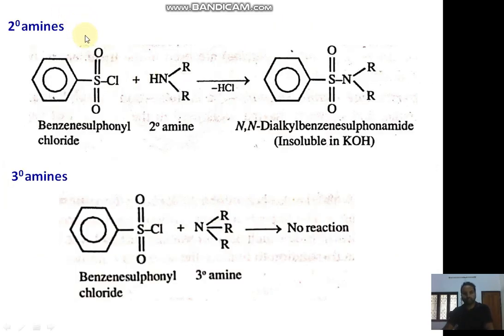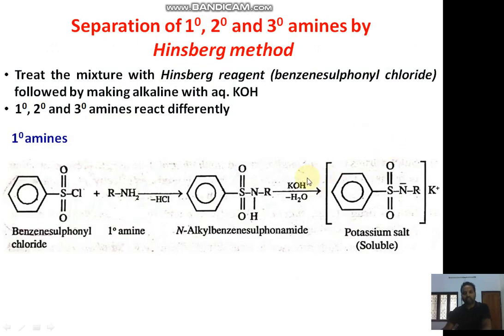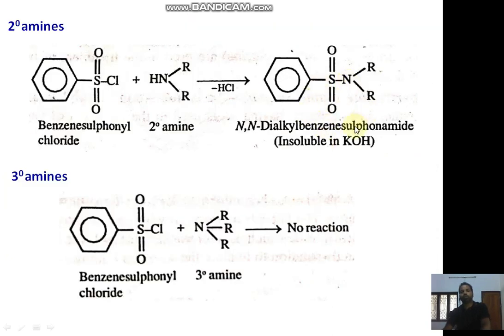Now, how will the secondary amine react? The secondary amine reacts with the same Hinsberg reagent. You get N,N-dialkyl benzene sulfonamide, but that is insoluble in KOH. Here, the primary amine product reacted with KOH as a soluble salt was formed, but the secondary amine product will not be soluble in KOH. It will not react with potassium hydroxide. We get only N,N-dialkyl benzene sulfonamide. Now, tertiary amine will not react even with Hinsberg reagent. So these are the 3 ways the primary, secondary, and tertiary amines react.